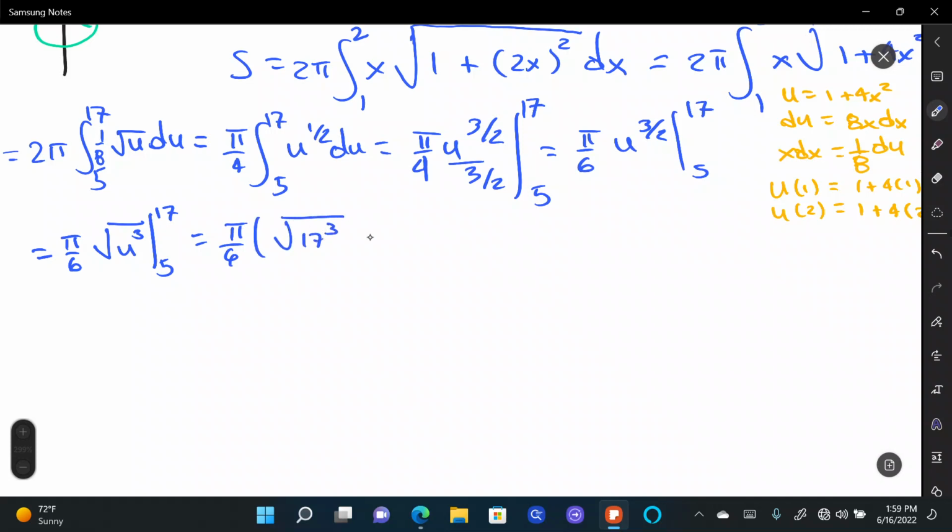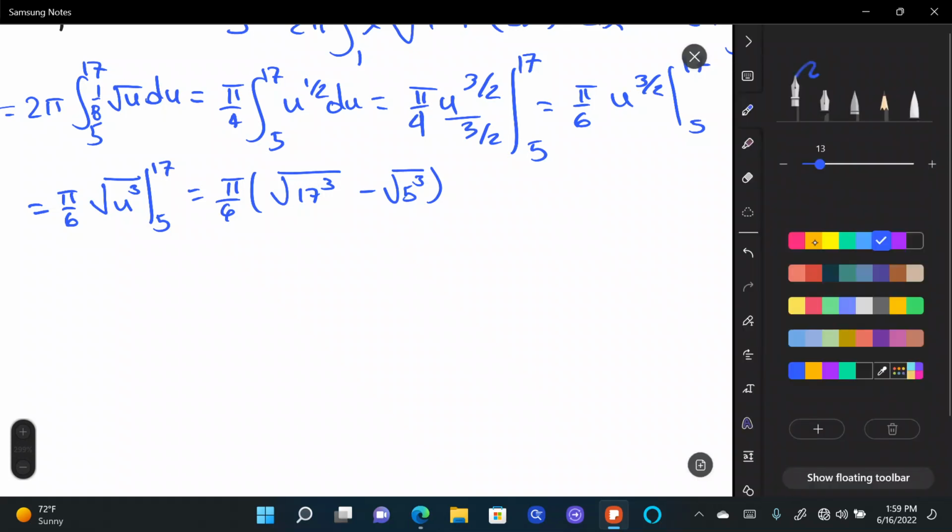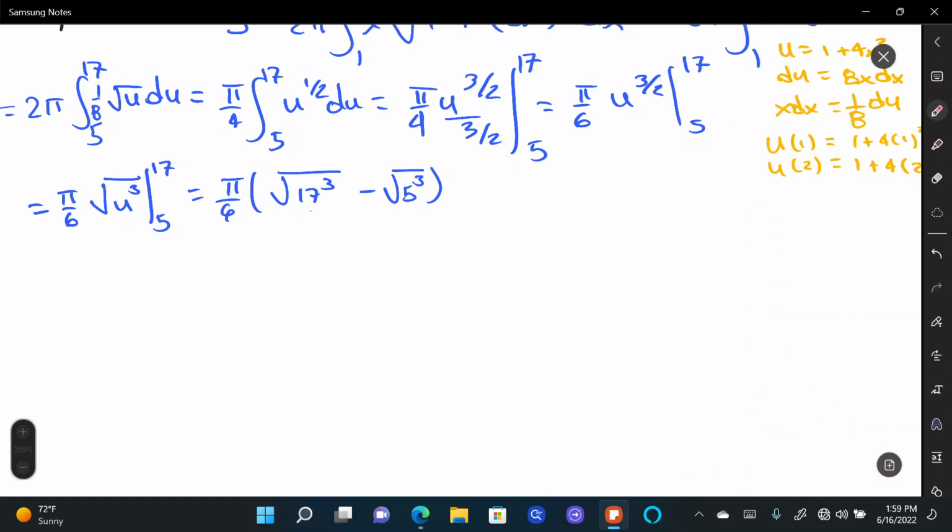17 cubed minus 5 cubed. In this case, I'm going to break this 17 cubed and 5 cubed as 17 squared times 17, and 5 squared times 5. And we can take the square root of the perfect square and leave the non-perfect square inside of the radical.